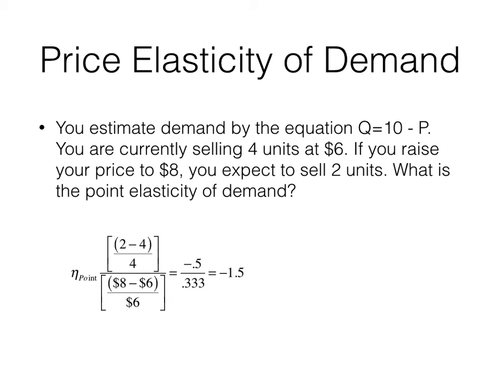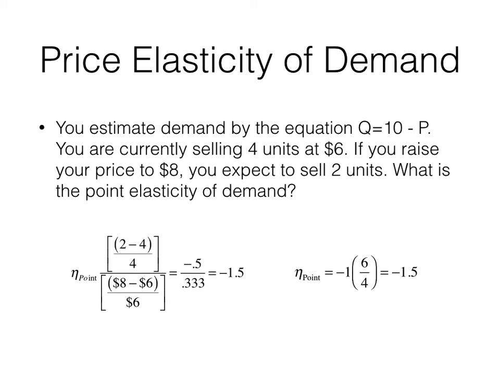Okay, given that you were selling 4 units, that's the old quantity. The new quantity is 2, so 2 minus 4 divided by 4. The new price is 8, the old price is 6, so 8 minus 6 divided by 6. That's a 50% decrease in quantity demanded and a 33% increase in price. The elasticity of demand is going to be minus 1.5.